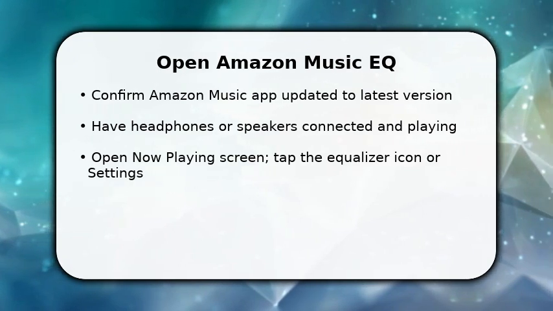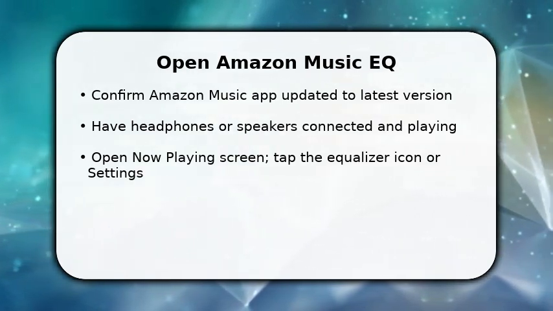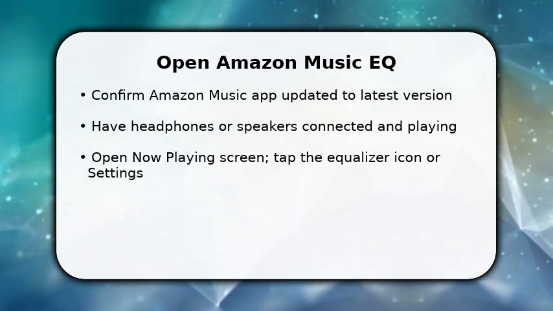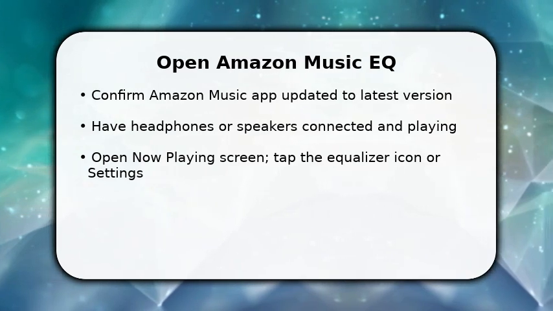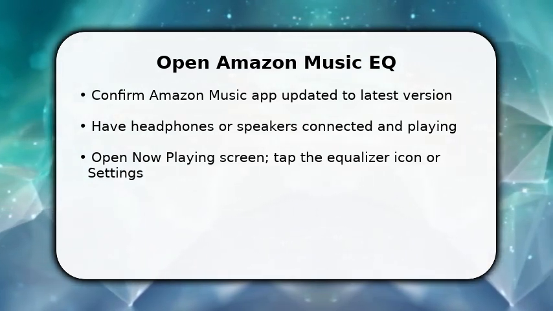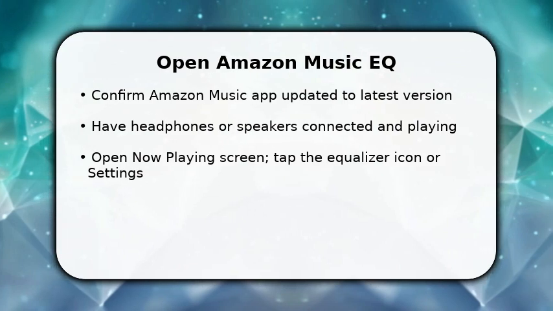Once playing, go to the Now Playing screen and look for the equalizer icon or open Settings and select Equalizer. You do this now because immediate feedback helps you hear adjustments. If you don't see it, make sure you're in the mobile app and not a web browser.